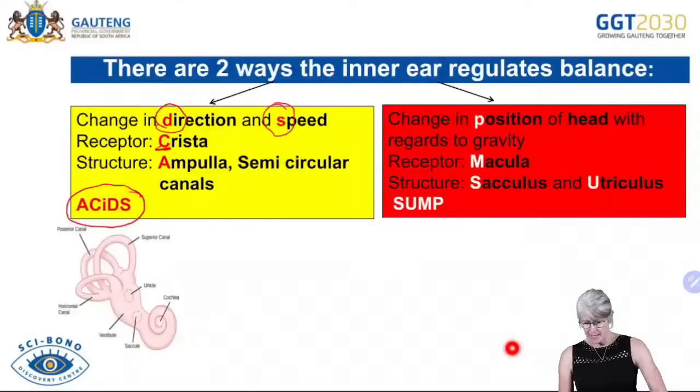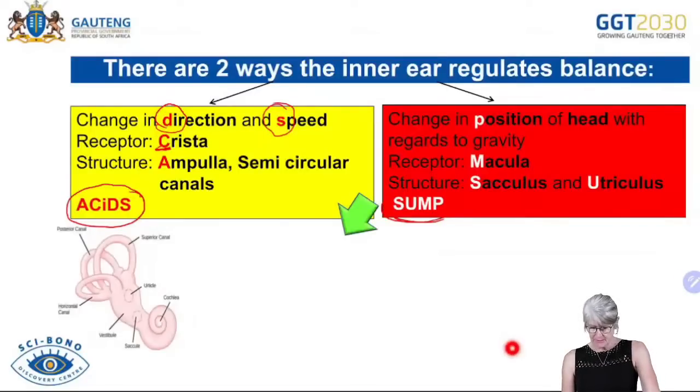All right, whereas SUMP is the word that we use for our sacculus and utriculus, so the S and the U, they have maculae in them. Those are the receptors there, and they are sensitive to the position of your head with regard to gravity. Okay, so when that changes, they will ensure that balance is maintained so that you don't actually fall over. Right, so let's have a look.